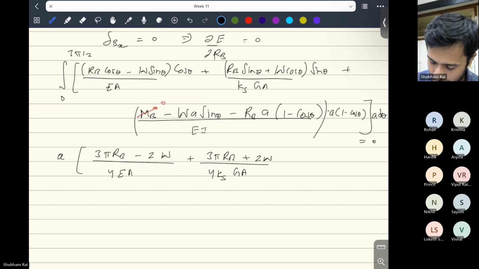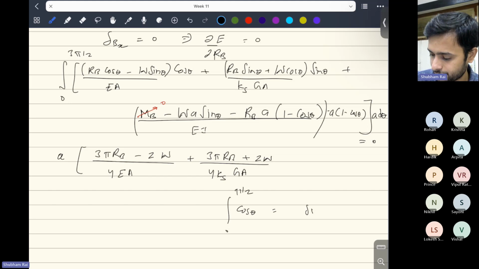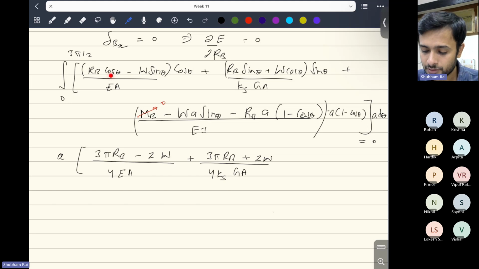Let me just see whether I can simplify this further or not. Cos theta 0 to pi by 2, so that will be sin theta. Sin pi by 2 is 1, sin 0 is 0. You should get 1. But it is cos square theta. So actually, I need not explain. You already know the integration of cos square theta.